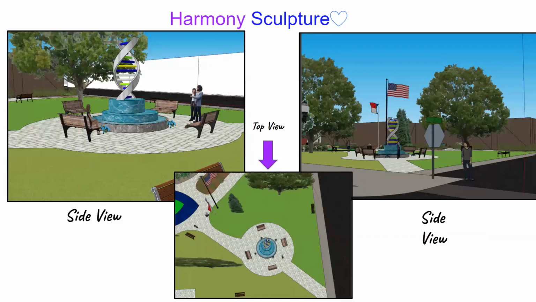So this is my harmony sculpture. That's what I called it. This is a side view. This is another side view from the connection building. And this is the top view. And then the cost of my sculpture is going to be $599,972.